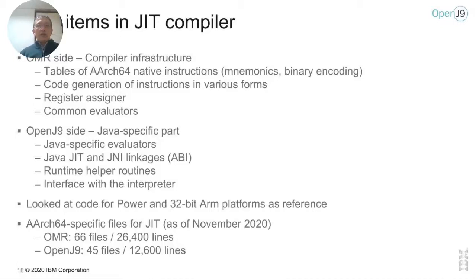We looked at the code in the P and ARM directories as the reference when we implemented code for AArch64. P, that is power, and ARM are RISC processors, and they are more similar to AArch64 than the other architectures, x86 and Z. The size of the code in the AArch64 directories of OMR and OpenJ9 is nearly 40,000 lines in total after 2 years and a half of work.